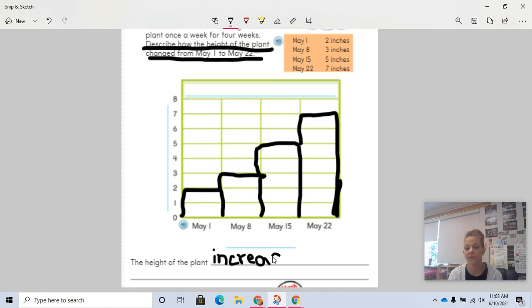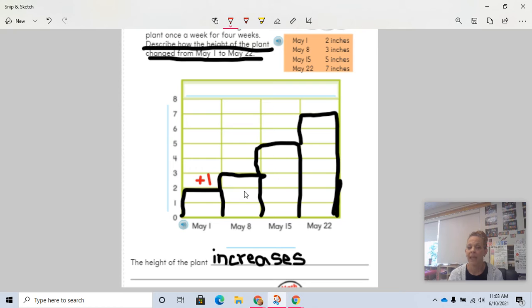When we did the other side, we noticed that it looked like stairs, but they were going the opposite direction. They were going down. So we wrote decreases. But here we see that the height of the plant increases. But now we need to be more specific. So we need to come back up here and look at our measurements. Let's look from May 1st to May 8th. It went from 2 inches to 3 inches. So we note that it went up by 1 inch.